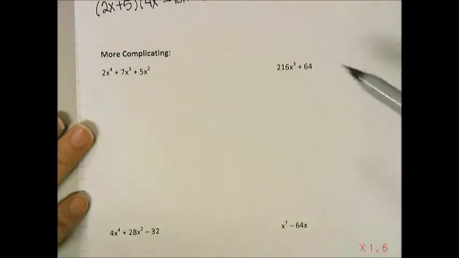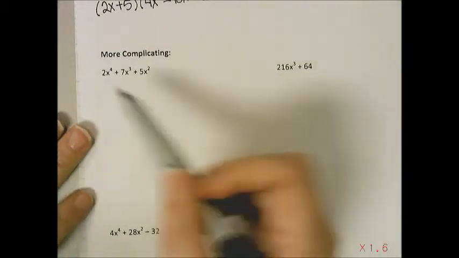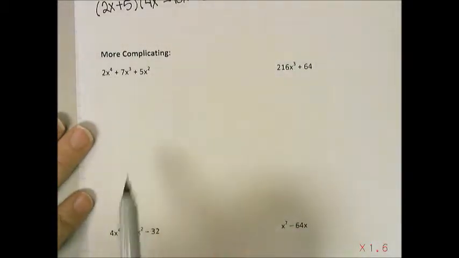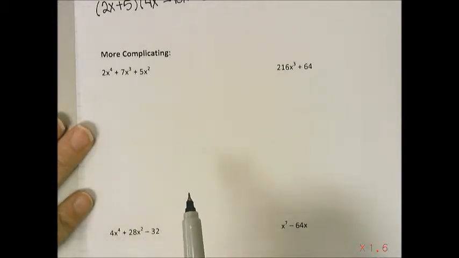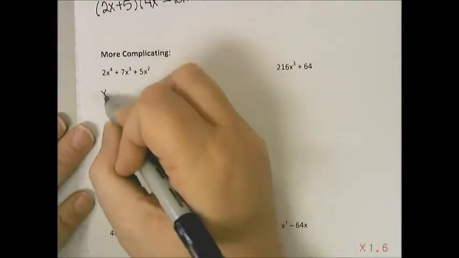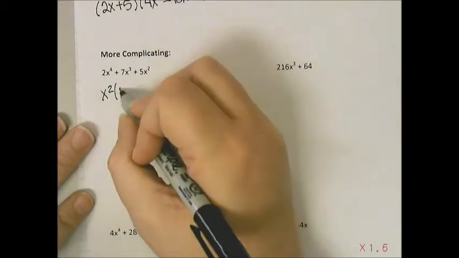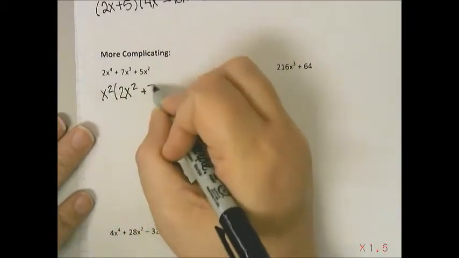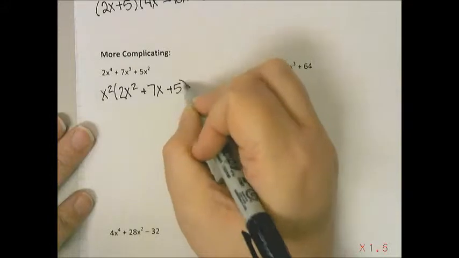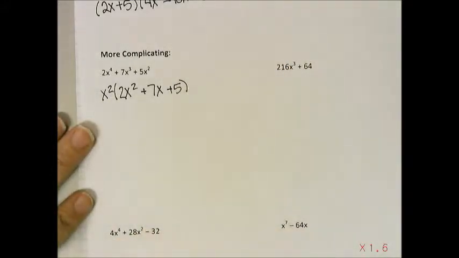All right, so we're going to get a little more complicated here. Here, the 2x to the 4th plus 7x cubed plus 5x squared. We need to be able to factor that out. So all of those values have an x squared. So we're pulling out an x squared out here. So this becomes 2x squared plus 7x plus 5. So we're dividing all of those out.